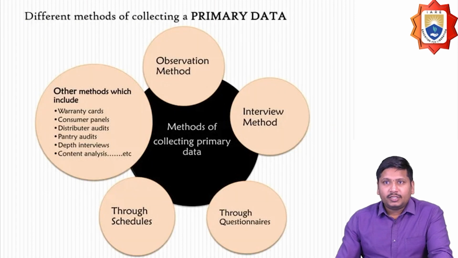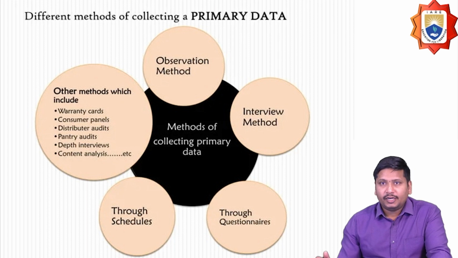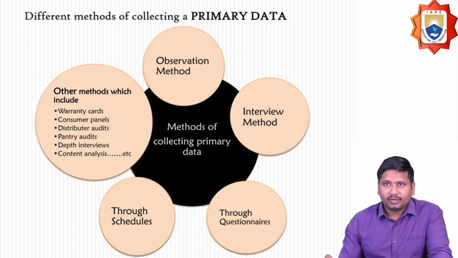What are the different methods available for collecting the primary data? Here we will see the observation method first, the second is the interview method, the third is through questionnaires, and through schedules. Others may also include warranty cards, consumer panels, distributor audits, pantry audits, depth interviews, and content analysis. These are some of the ways we can collect the primary data.